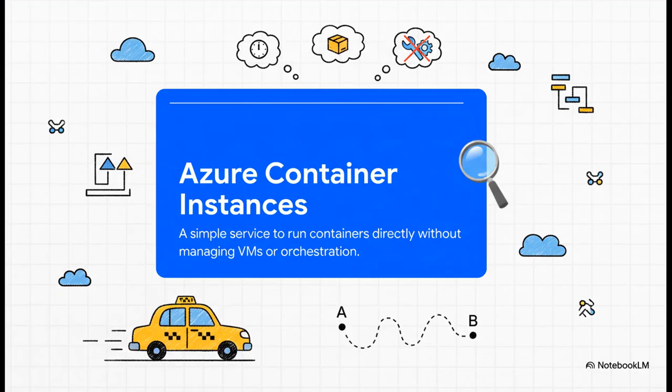Azure Container Instances, or ACI, is basically like hailing a taxi. You need to get from point A to point B right now for one specific trip. You don't want to buy a car, you don't want to lease a car, you just want the ride. ACI is exactly that for containers. It's the simplest, fastest way to just run a single container for a quick job and then be done with it.